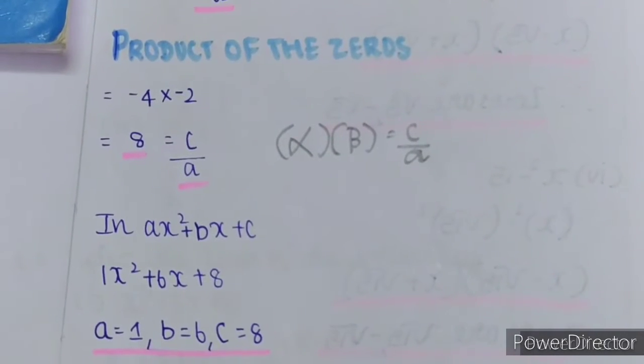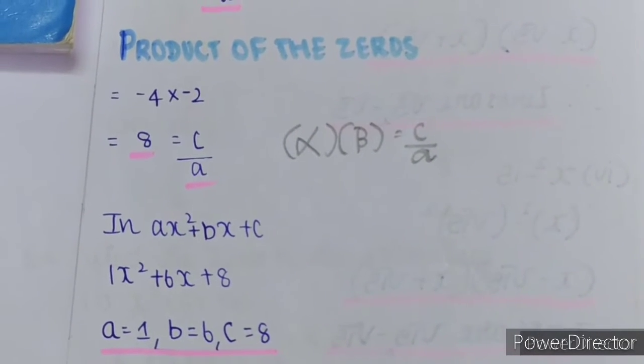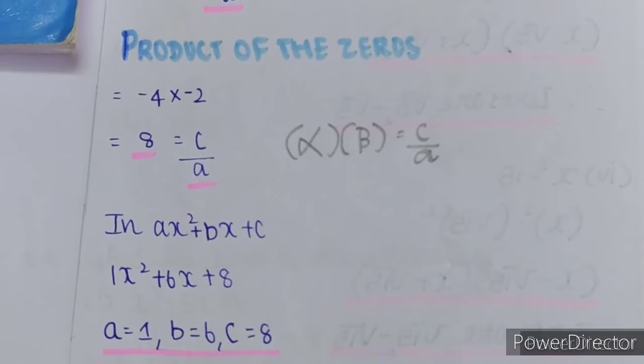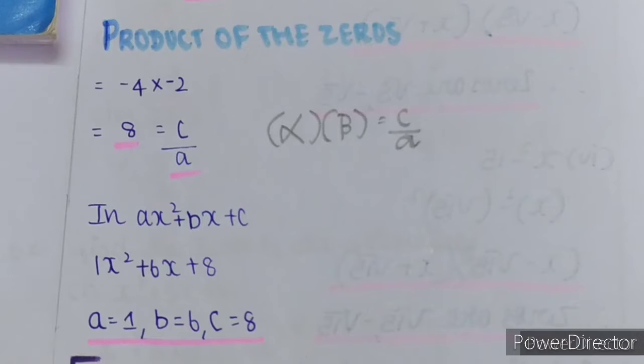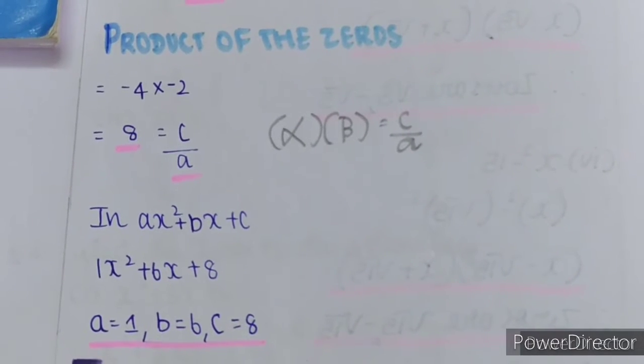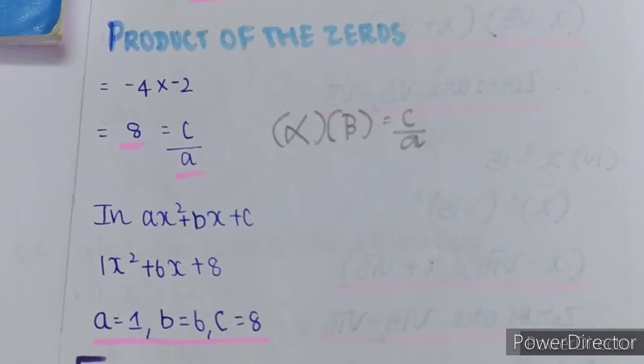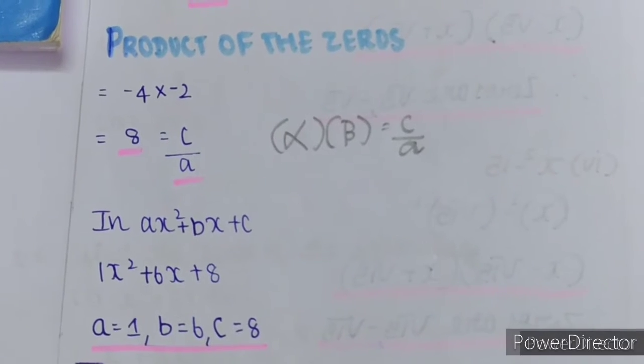Now the product of the zeros. Here minus 4 into minus 2 is equal to plus 8, which is equal to c by a, where c by a is 8 by 1. So again, 8 is equal to c by a, which is verified.